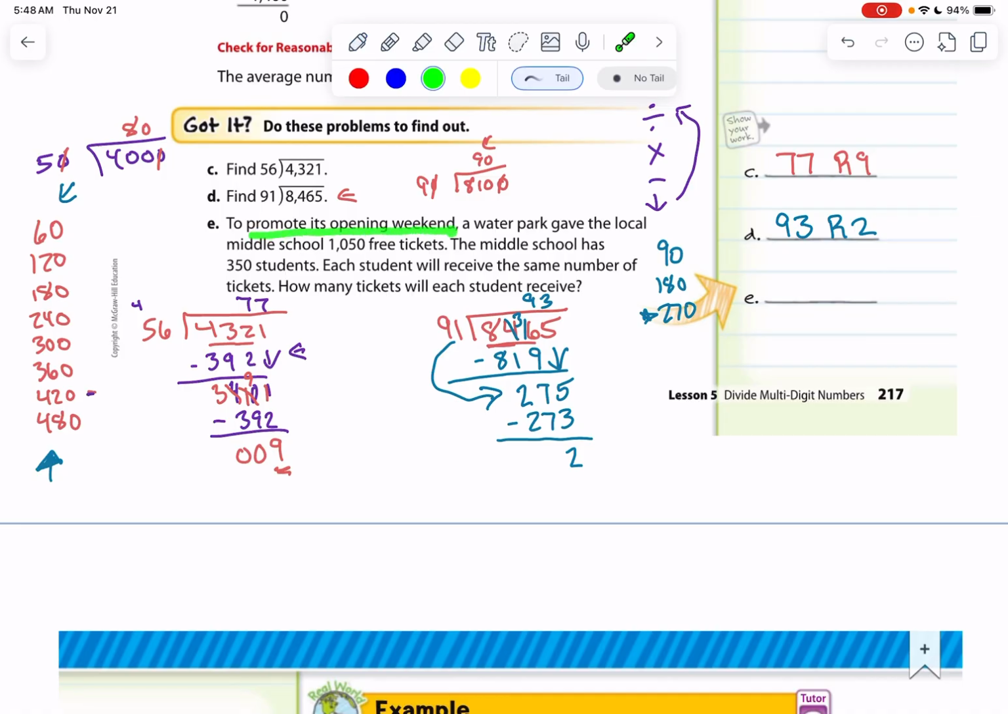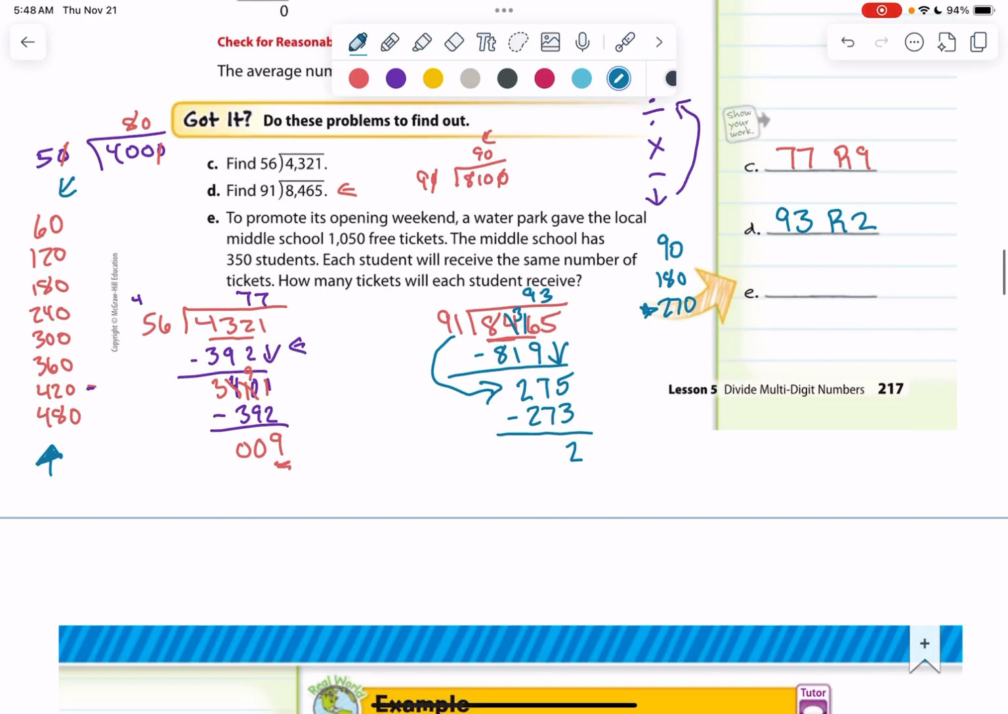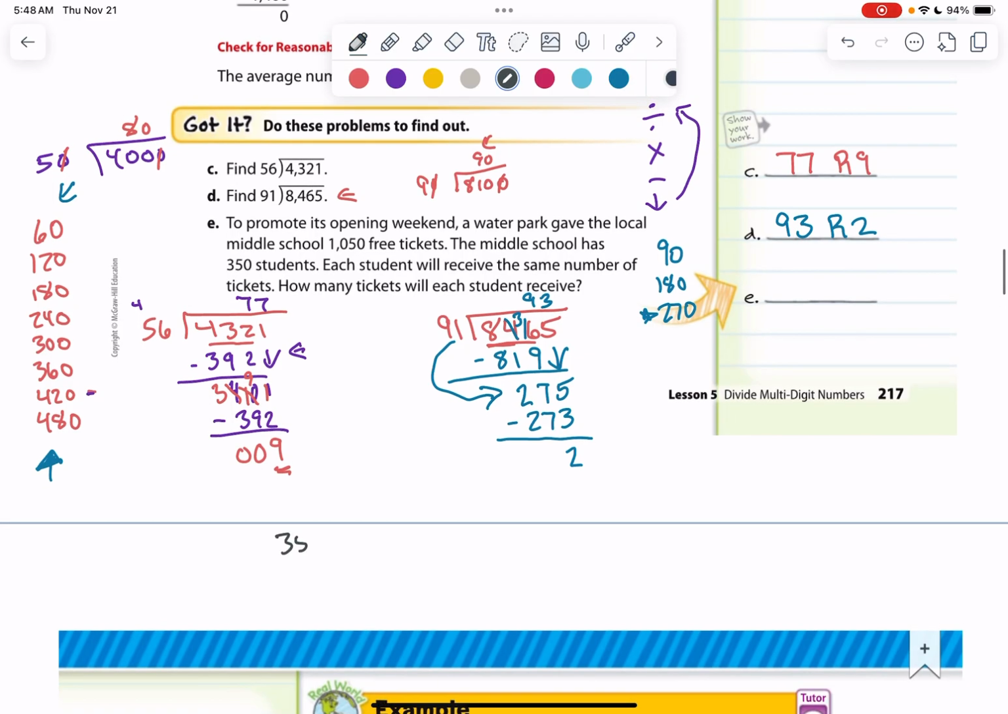We've got one more here. To promote its opening weekend, a water park gave the local middle school 1,050 free tickets. The middle school has 350 students. Each student will receive the same number of tickets. How many tickets will each student receive? Okay, so there's 350 students, and they need to divide up 1,050 free tickets.